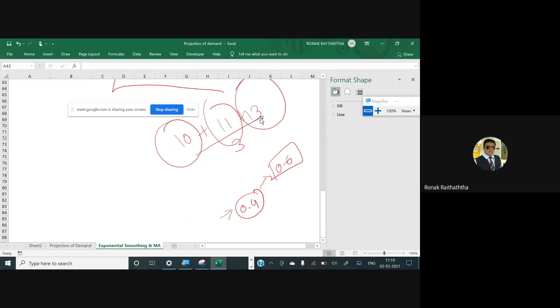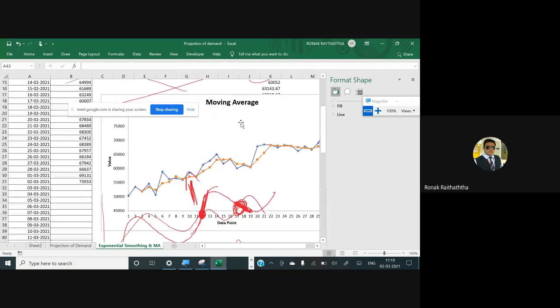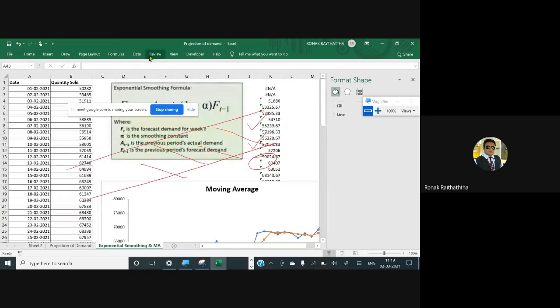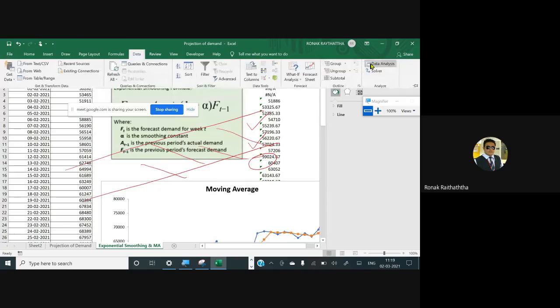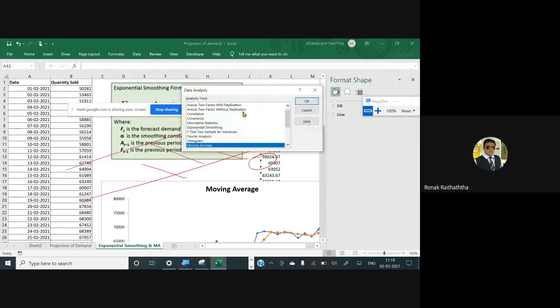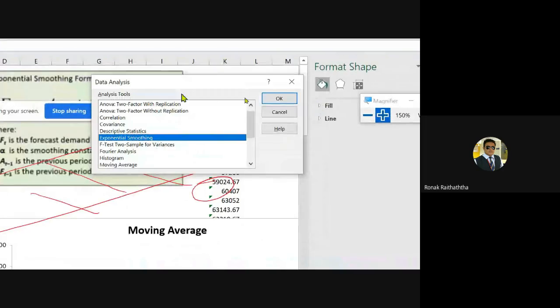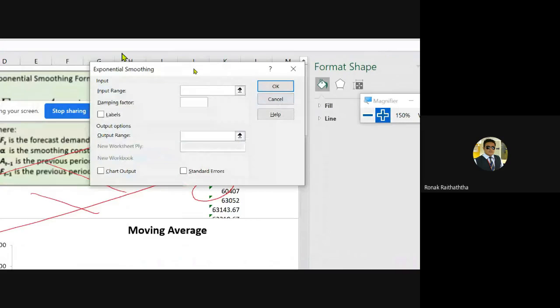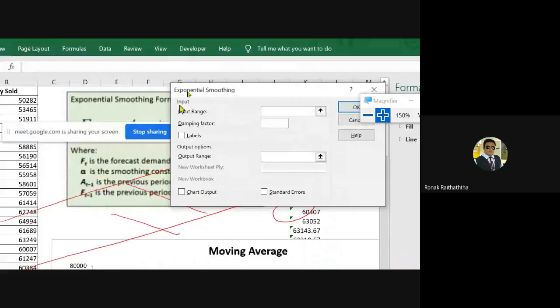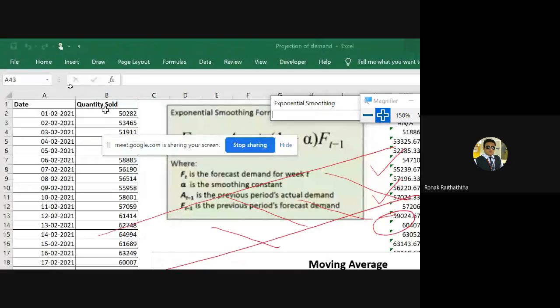Let's apply this. I guess after that you will be able to get it in a better way. So let's go to the data, and in the data you go to the data analysis, and in the data analysis you go to the exponential smoothing, which is looking like this. Press OK. Then it tells you about the input range. So the input range is going to be our quantity sold. I'm just selecting the quantity sold right from the first to the last one.